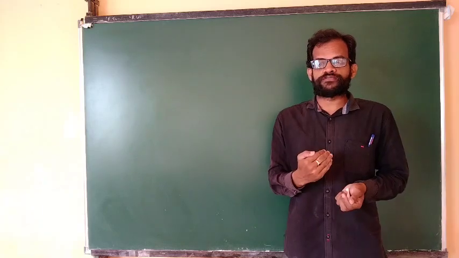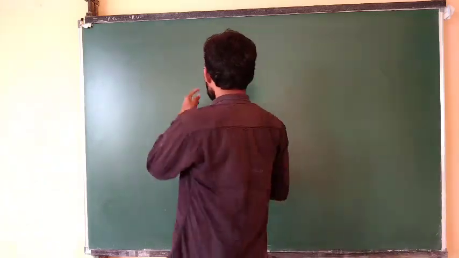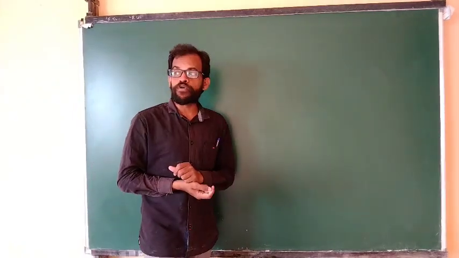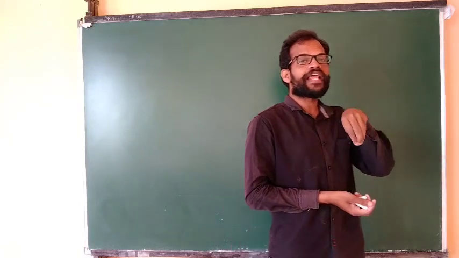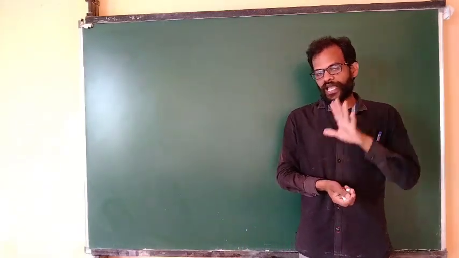Today, we continue the axial skeleton. The first one that is completed is the cranium. The cranium is protected by how many bones? 8 bones. The cranium is the brain box. It is covered by 8 bones.